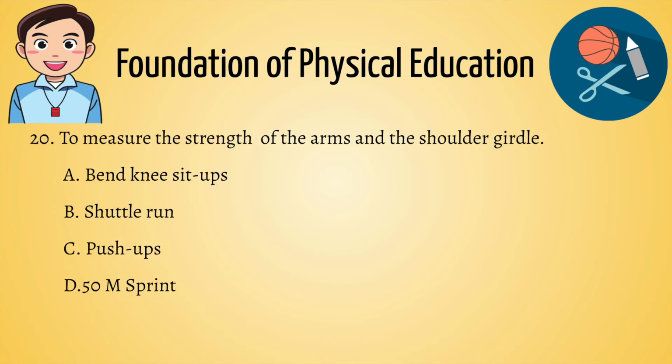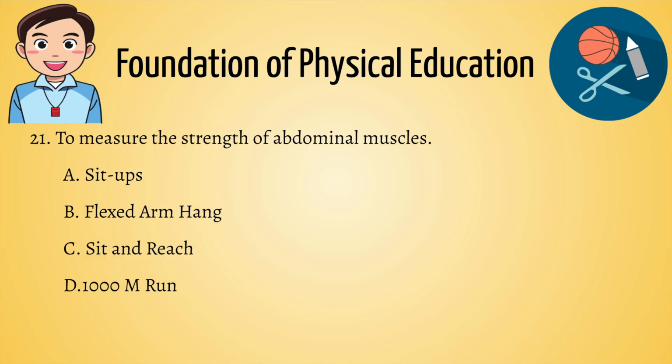To measure the strength of the arms and the shoulder girdle: A. Bend knees sit-up. B. Shuttle run. C. Push-ups. D. 50-meter sprint. Answer: C. Push-ups.